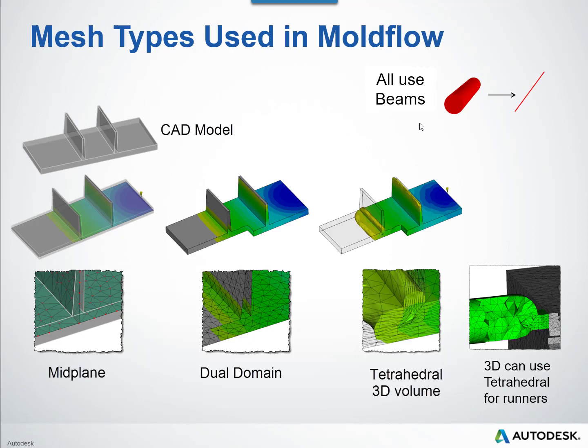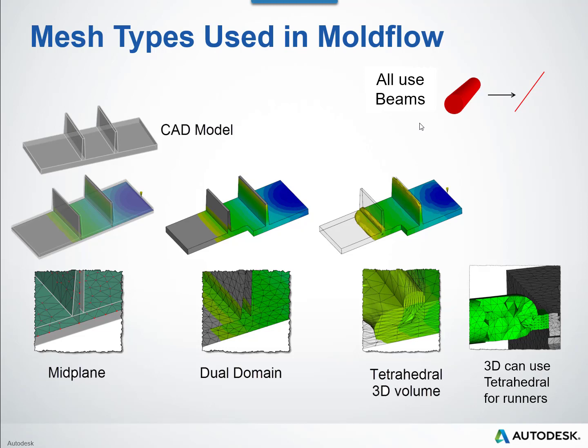Mesh types used in Moldflow: midplane, dual domain, and tetrahedral. A 10-second glance at each. Midplane is like collapsing the two walls into a single layer or wall, and thickness attributes are given to the elements. Dual domain is also called a wrapped element, and that's one of the unique meshes that we create in Moldflow for quick analysis. And the tetrahedral element is also called a boundary layer mesh.